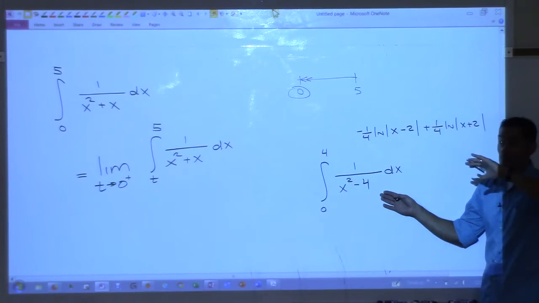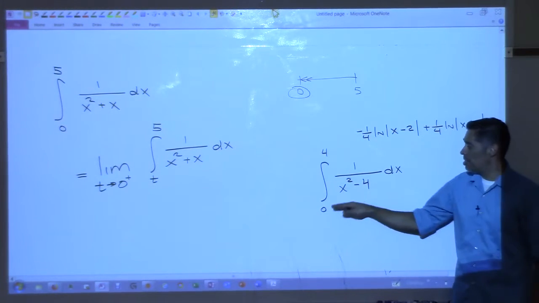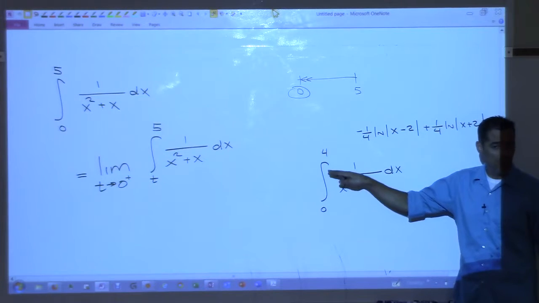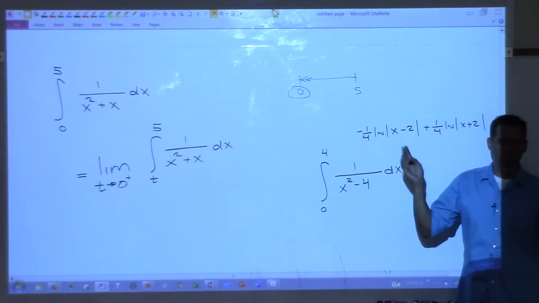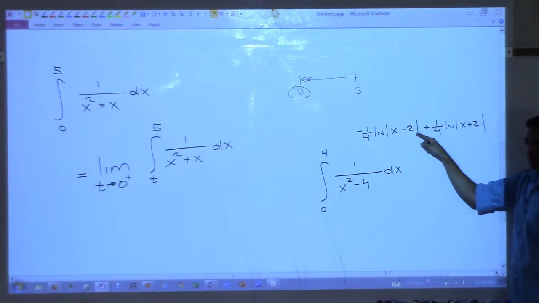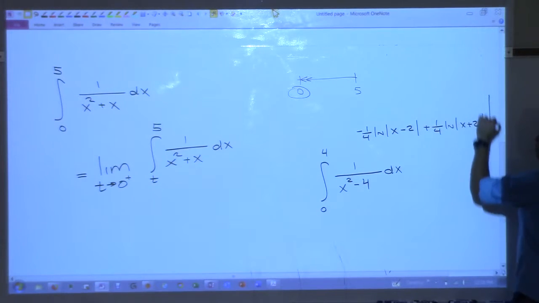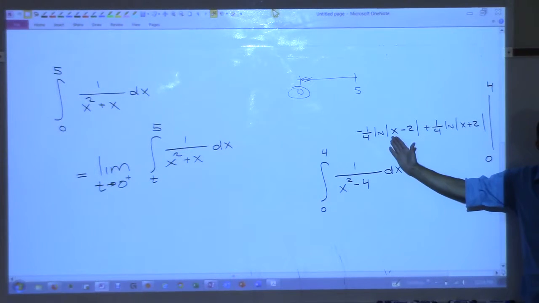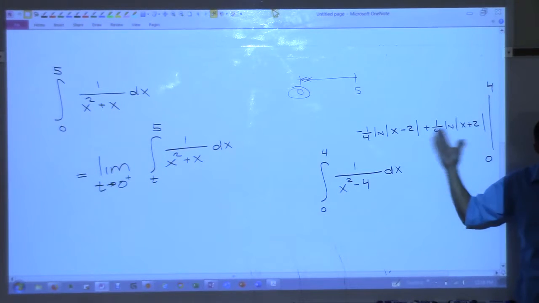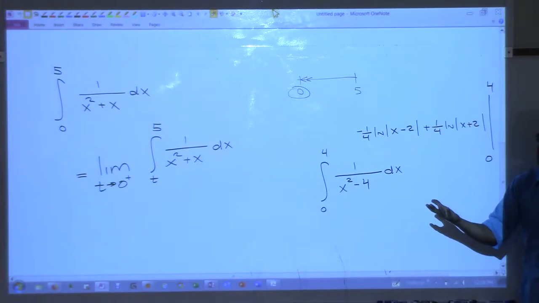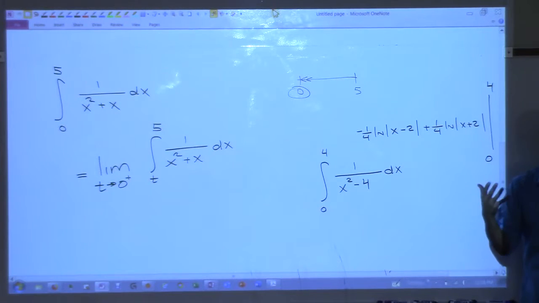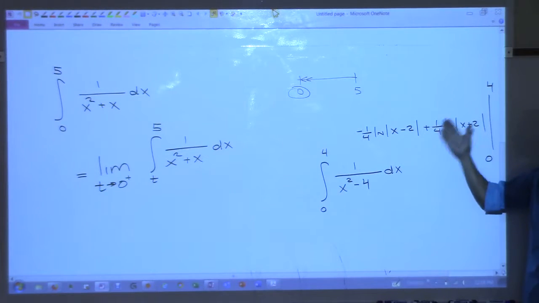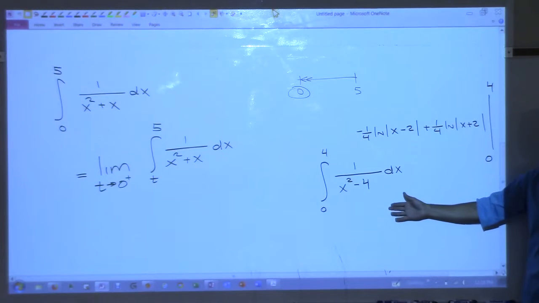If you were oblivious to the idea that there's a problem in here at 2, if you just completely forgot, then what you would do is find the antiderivative, and then evaluate it at 0 and 4. If you plug in 4, you get a number, and if you plug in 0, you get a number. You subtract the two, and you give me that answer. And it's going to be wrong, because you totally overlooked the fact that there was something happening at 2. This integral diverges.